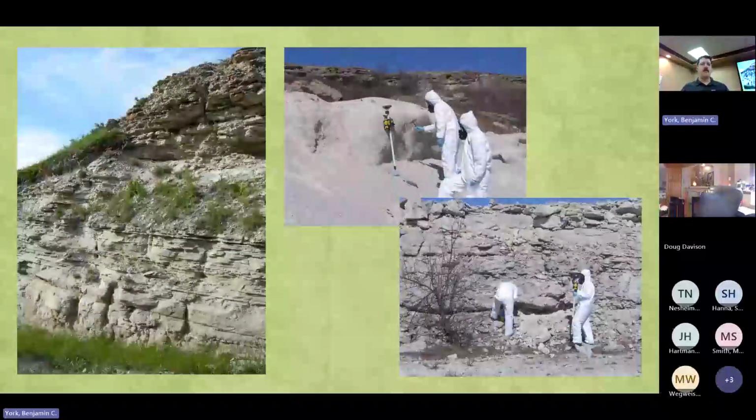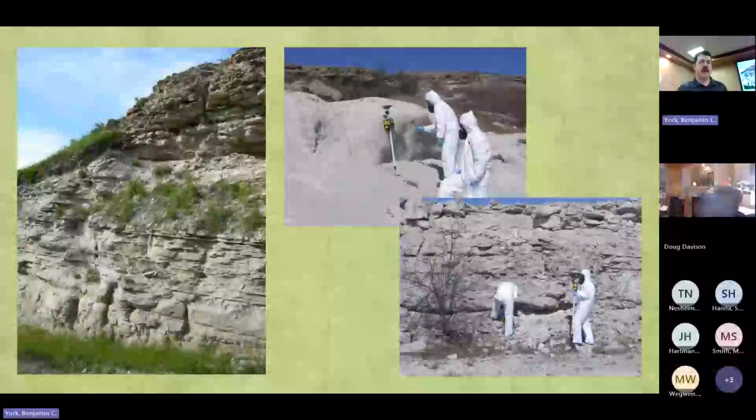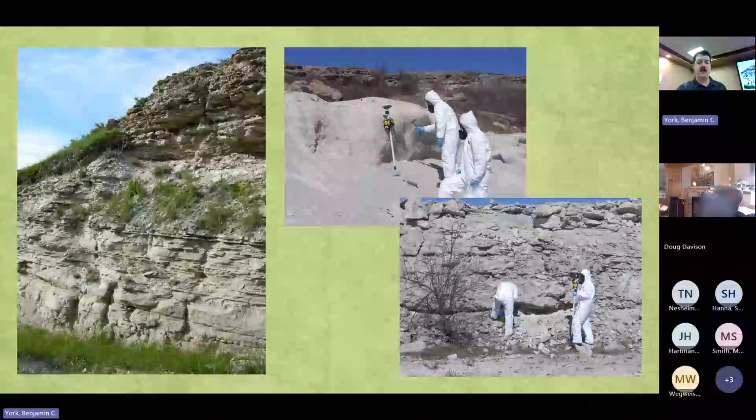And so here's a picture of some of the work that was done. The picture on the left is one of the formations that has those altered volcanic ash layers. And then on the right, I believe these are US EPA contractors taking samples of the Erionite rock.